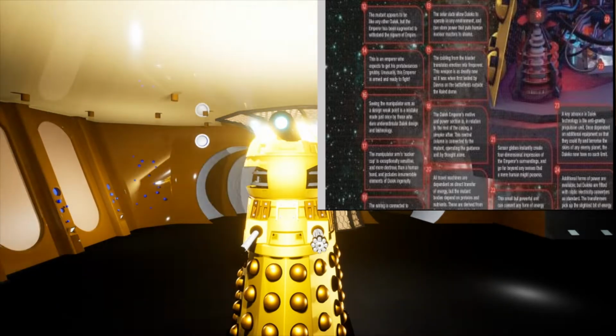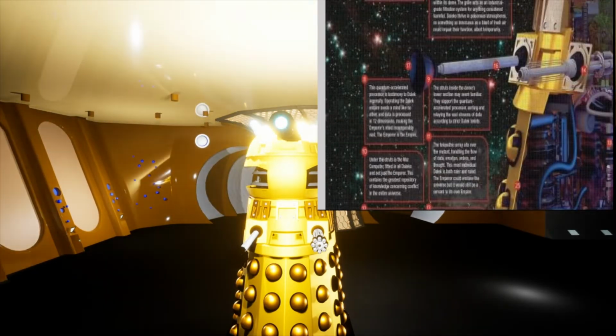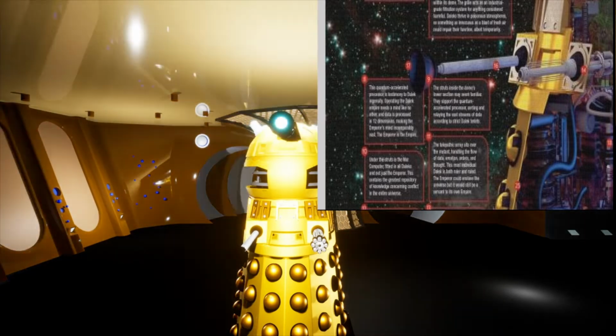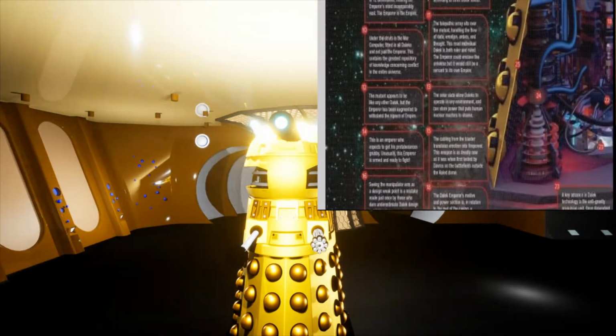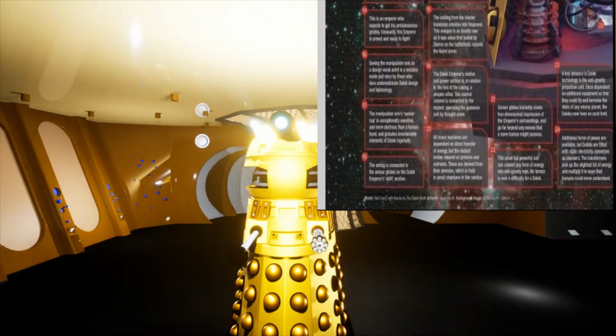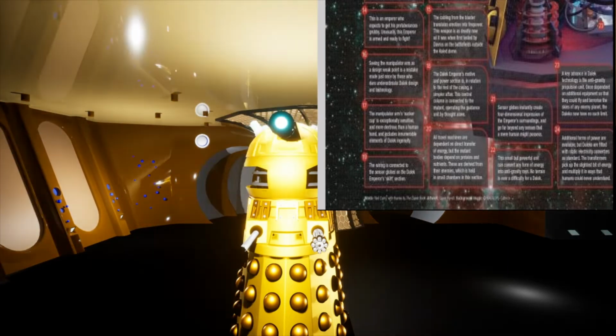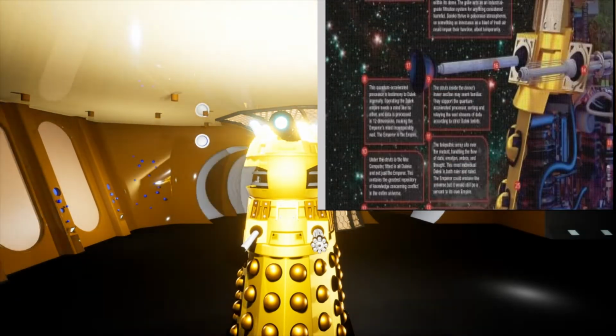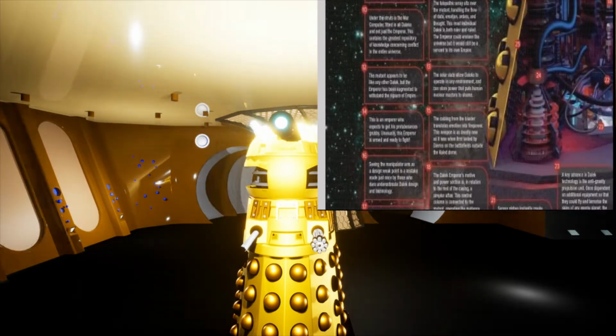The manipulator arm's sucker cup, or claw hand, is, well, actually the claw hand is less sensitive because it's made of the same material as my eye stalk. But anyway, yes, the sucker cup is exceptionally sensitive and more dexterous than a human hand, and includes innumerable elements of Dalek ingenuity.